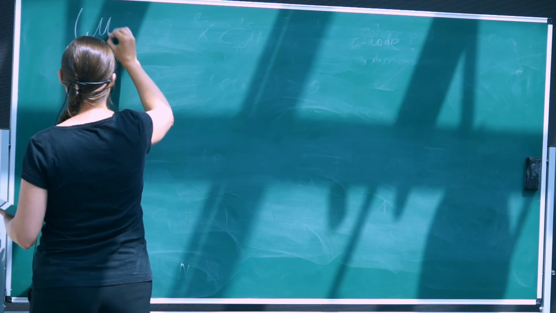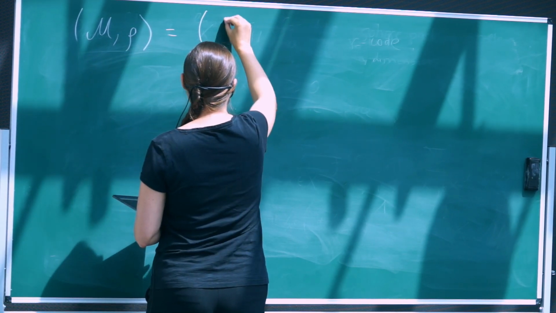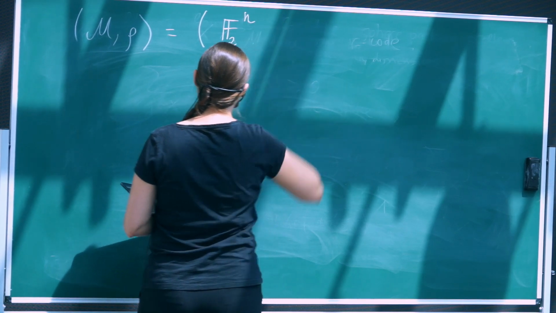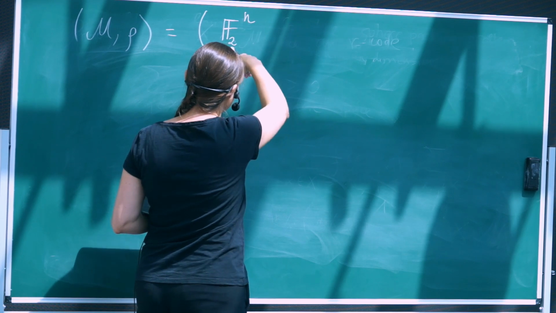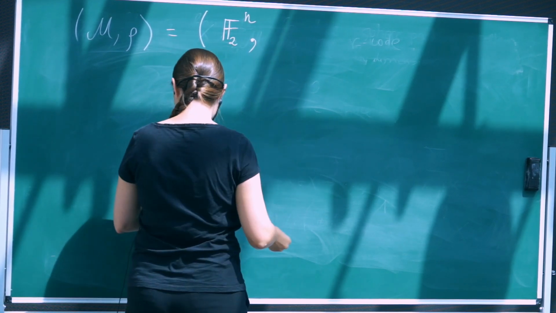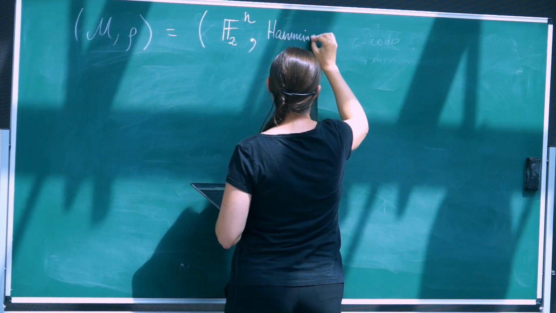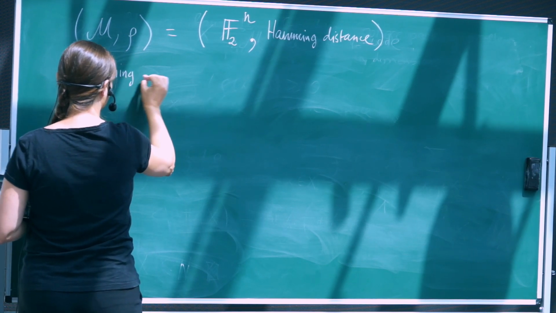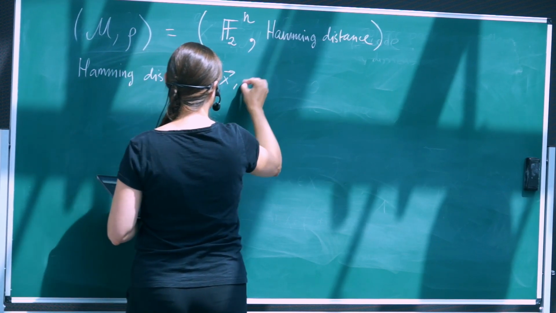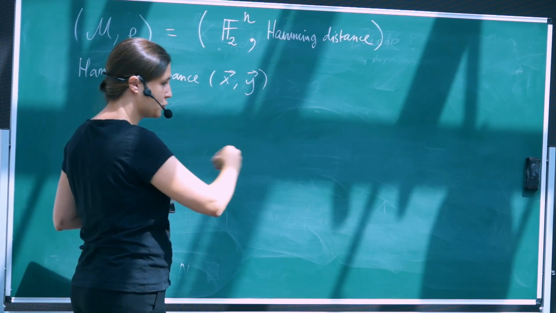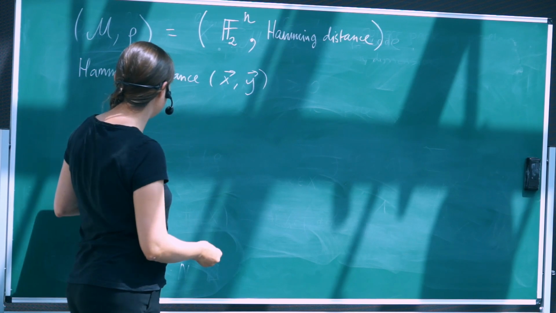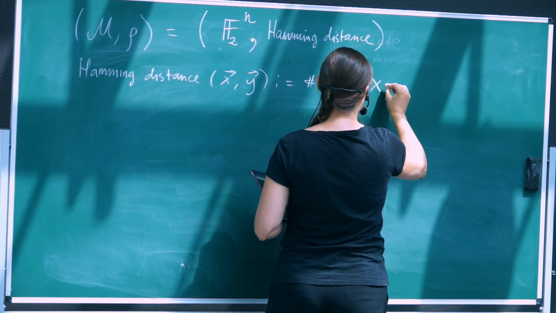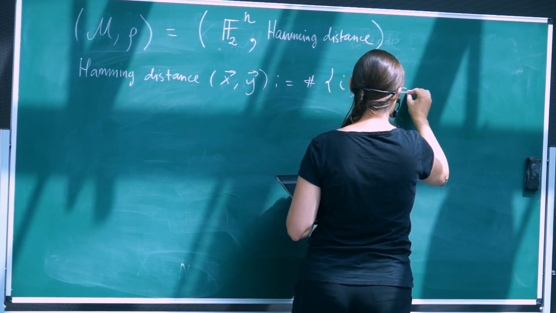So let's consider the following metric space. The metric space would be the Hamming space, so our set of points are the vectors in the n-dimensional vector space over the finite field with two elements, and the distance would be the Hamming distance. Let me just recall that if x and y are two vectors in this space, so two sequences of n symbols of zeros and ones, the Hamming distance would be just the number of positions where x_i is not equal to y_i.